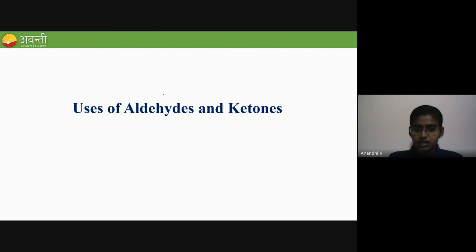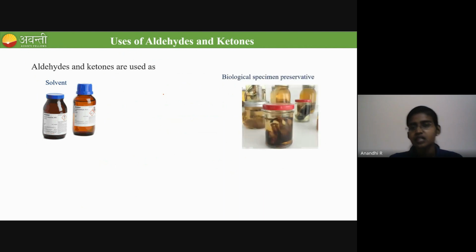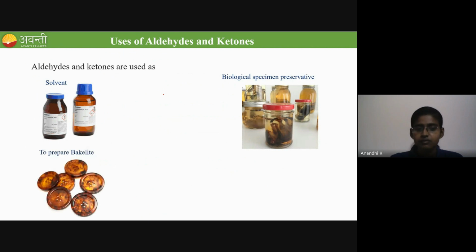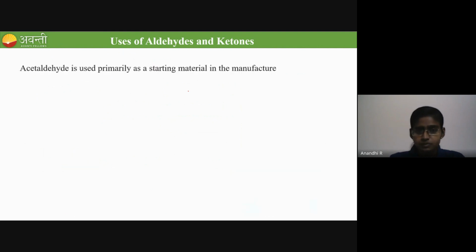Now, let's see the uses of aldehydes and ketones for today's class. Aldehydes and ketones are used as solvents, as you can see in syrups, and in biological specimen preservatives, and to prepare bakelite. You can see buttons made of bakelite, and the cooker handles and utensils which we use at home are bakelite. They are made from aldehydes, and urea formaldehyde glues also contain aldehydes. These are the uses of aldehydes, and some more are there.